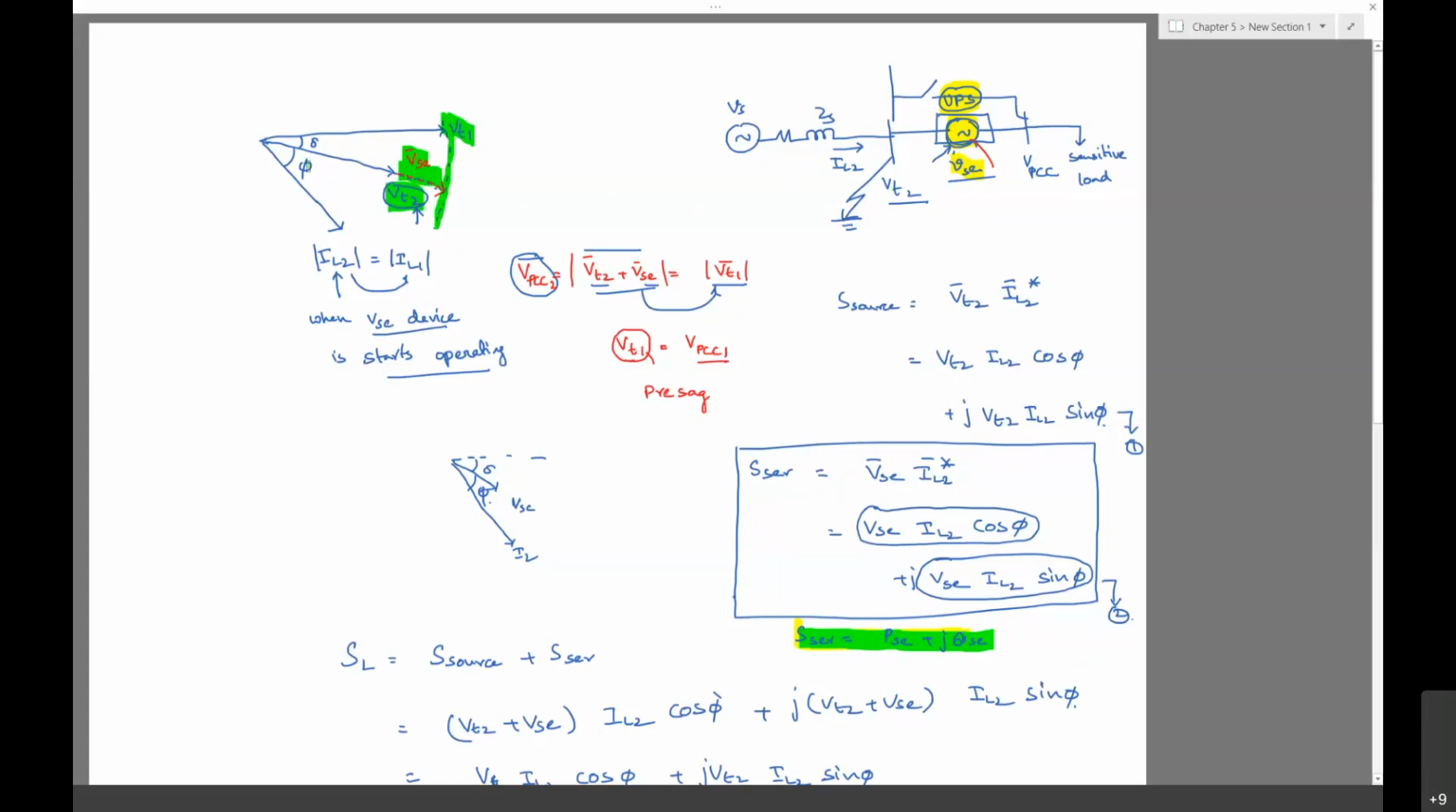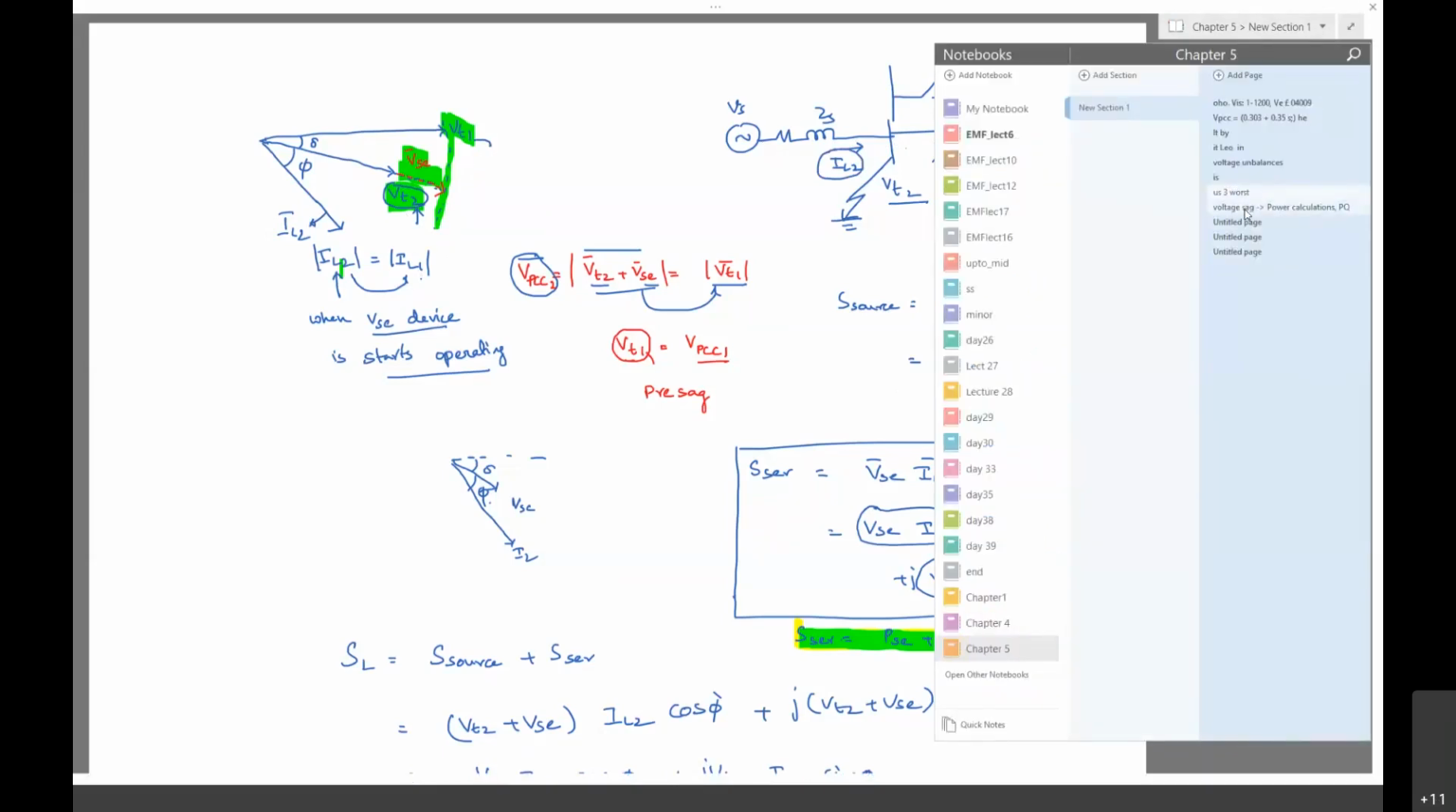Now the current IL2 phasor is very well equivalent to IL1, where IL1 is with respect to the pre-sag voltage. With respect to VT2, which is this voltage, the current flowing through this line is IL2.